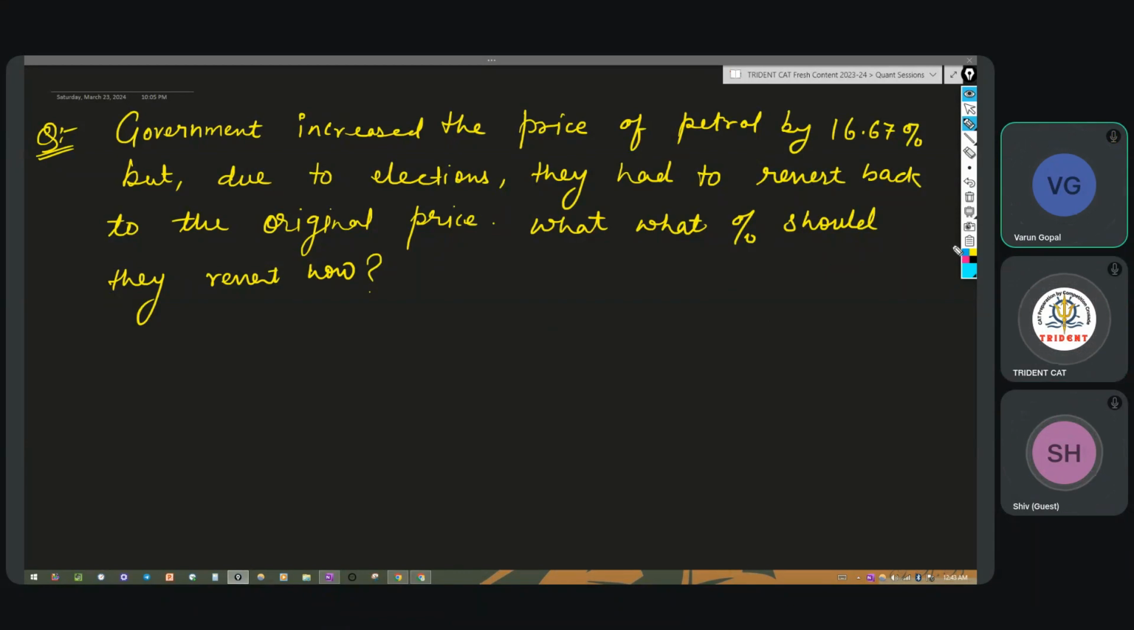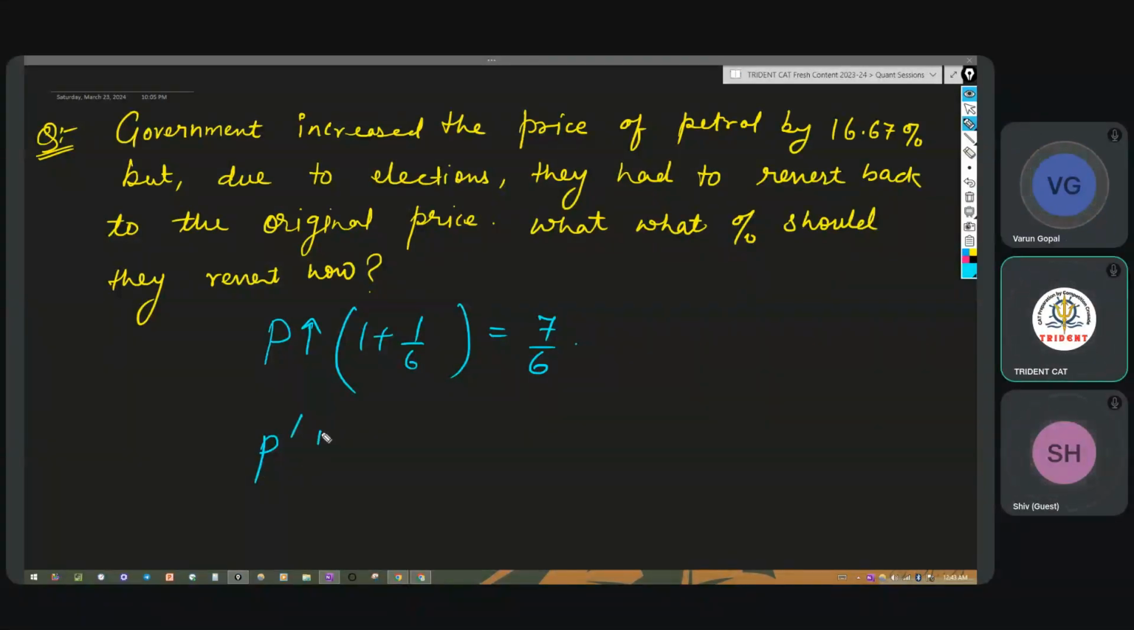I'll give you a very simple hint, and then probably you guys will be able to solve it yourself. What is it that they have said? The price of petrol has gone up by 16.6%. Guys, quickly tell me, what is the multiplying factor? 1 plus 1 by 6, which is 7 by 6. So the new price needs to go down.